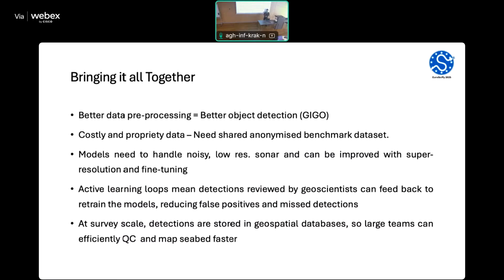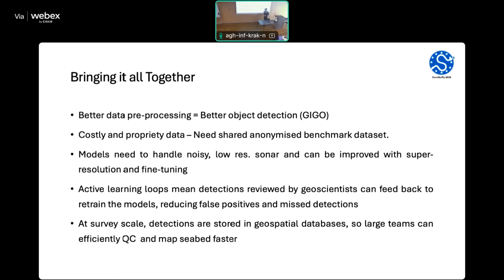Machine learning problems are data-driven problems. So how do we solve it? We can look at different sectors like medical imaging, where we have come up with benchmark datasets. We have the Waymo Open Dataset for self-driving cars. We need a shared, anonymized benchmark dataset to test different machine learning models and see how well they work. The models need to handle noisy, low-res sonar data and can be improved with super resolution fine-tuning. There is more work to do on that if we get proper benchmark datasets to see how these models compare against each other.